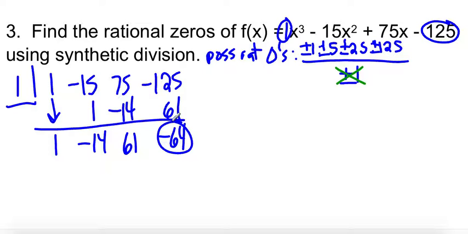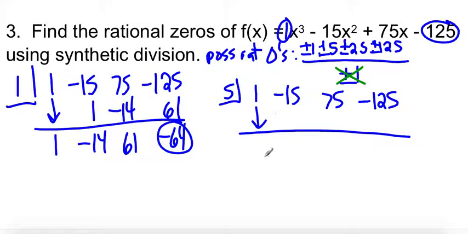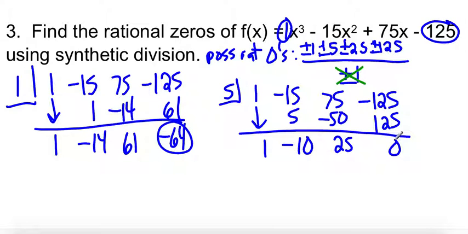Let's try 5. It's the next one in the list. So I'm going to do synthetic division on that. And remember, this is just instead of plugging it into the calculator, is that we can do this. So 5, -10, 25, -50, 125, and 0. Fantastic. We know that 5 is one of the zeros of this function.